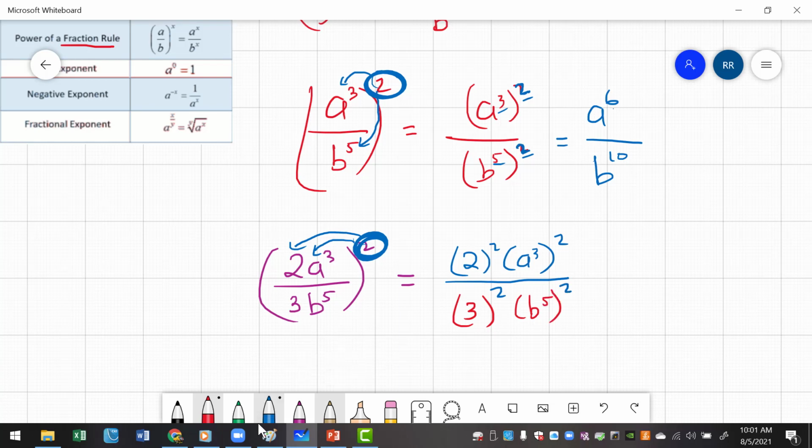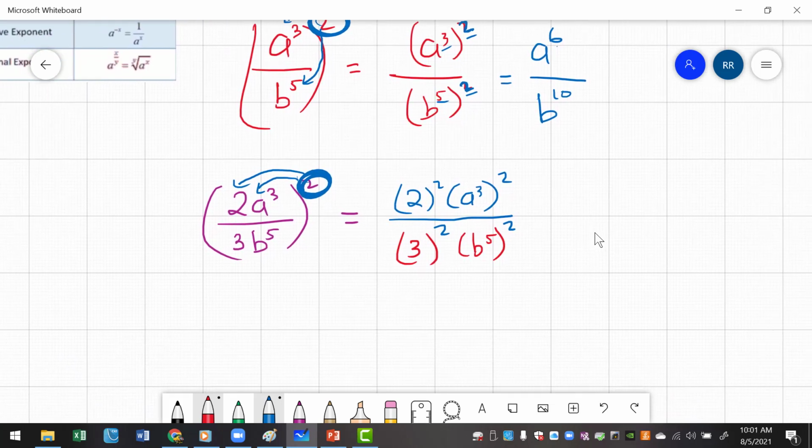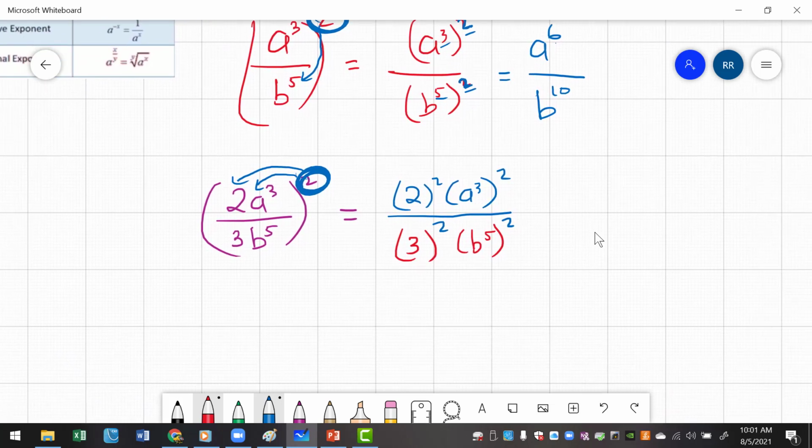When we have this, it's going to be easy because it uses the concept we have learned previously. 2 to the power of 2 is a simple calculation, so you can just calculate that. We have 2 to the power of 2 is 4, and a to the power of 3 to the power of 2 is a to the power of 6. We get the 6 from multiplying 3 and 2.